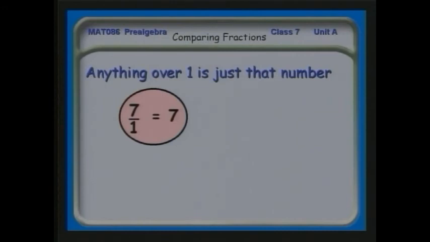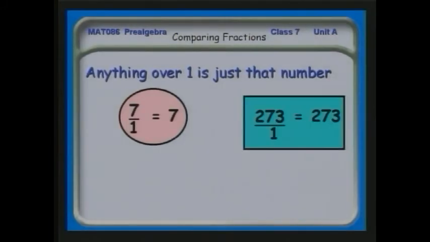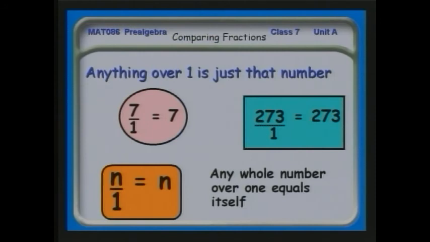Any number over 1 is just that number. So if I have 7 things, each one whole, that's just 7. 273 oneths is just the number 273. Any n, where n is any number, over 1 in the denominator is just equal to that number. Any whole number over 1 is equal to itself.